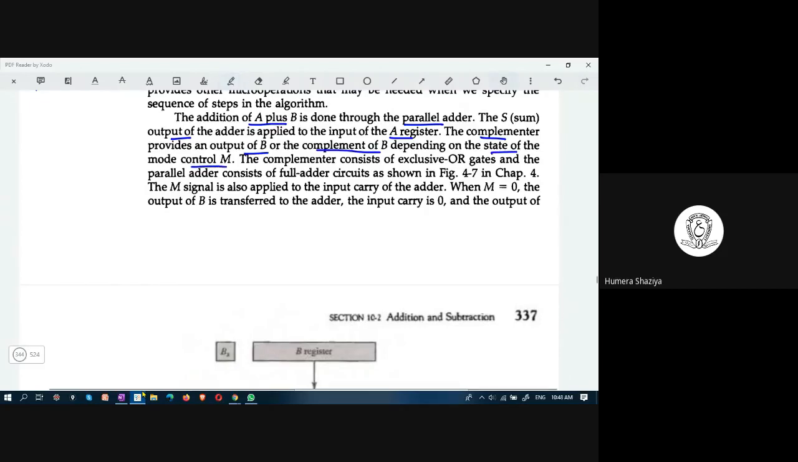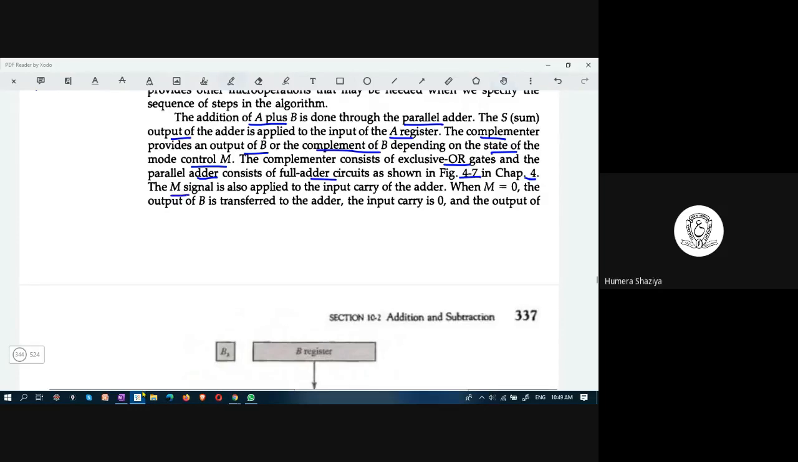Do you remember the arithmetic circuit and the adder subtractor circuit? In that there was a mode, and if mode is 1, the circuit behaves as a subtractor. If mode is 0, the circuit operates as an adder. The same thing you are doing here. The complementer consists of exclusive OR gates and the parallel adder consists of full adder circuits, as in figure 4.7 in chapter 4. In chapter 4, we learned this adder subtractor, this full adder, and the same circuit is being used here.